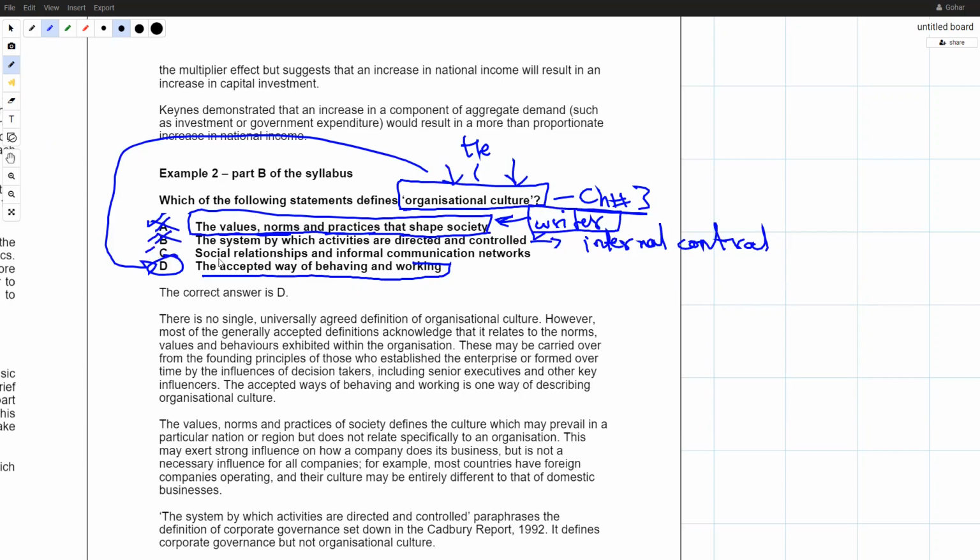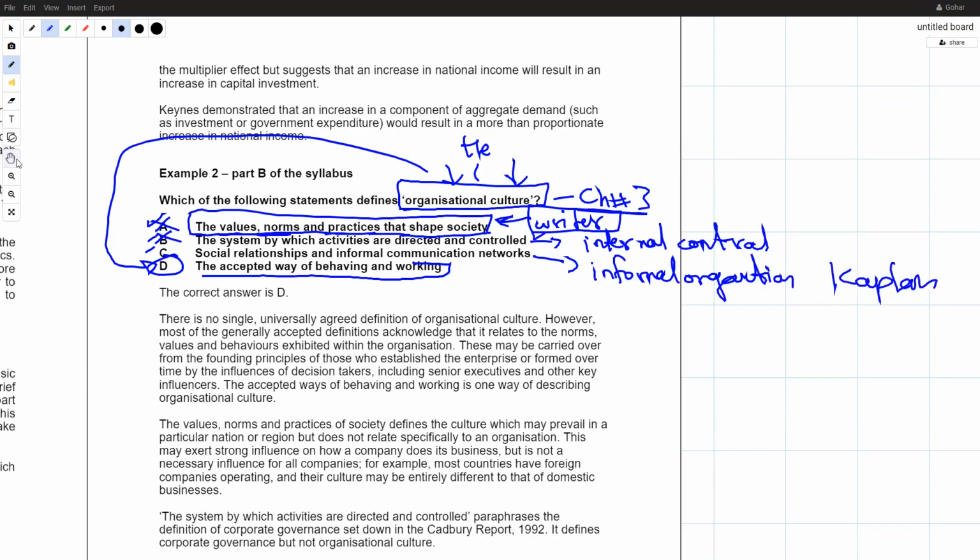And if we look at option C, social relationships and informal communication networks, this is not the definition of organizational culture. This is the definition of an informal organization within chapter number 2, on the different structures of business. I'm talking about the Kaplan study text.